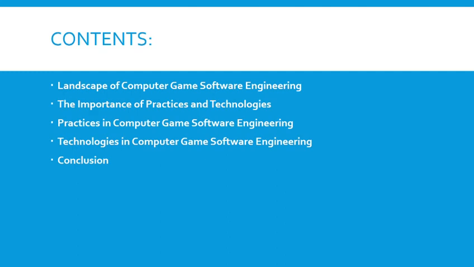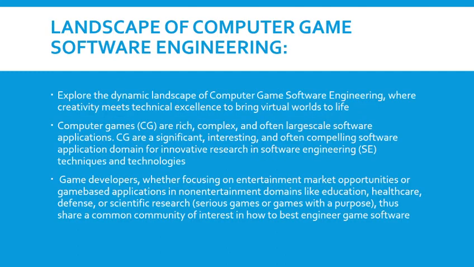Let's see the first topic, which is the landscape of computer game software engineering. Normally, what is meant by landscape in this sense? How much area does it take? Area in the sense, not on the ground. It's like how much it can affect, how it can have an impact on social media. Explore the dynamic landscape of computer game software engineering, where creativity meets technical excellence to bring virtual worlds to life.